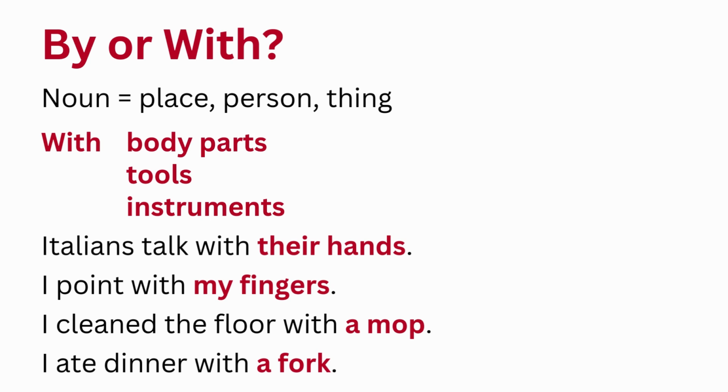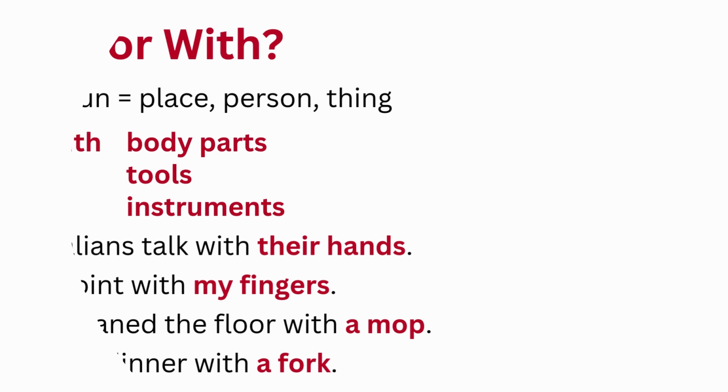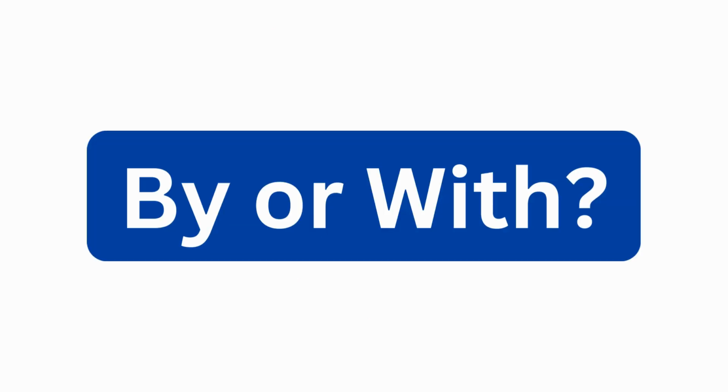How did you cook? I cooked with a microwave. I cooked with a pot. I cooked with an oven. How did you camp? I camped with a tent. So we use this a lot of the time when we are talking about body parts, tools, or instruments, things that help you do things. So we have covered a lot of ground here. We have covered "by" with verbs, we have covered "by" with nouns, and we have covered "with" with nouns.